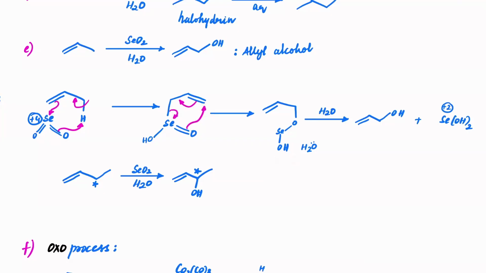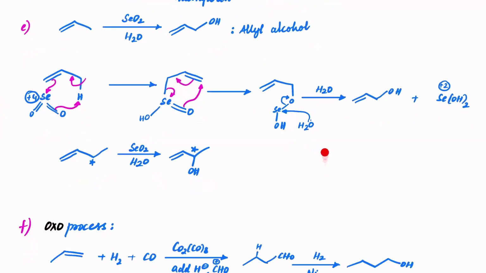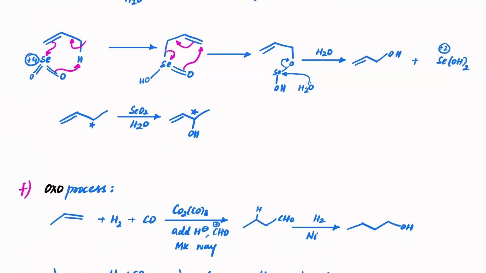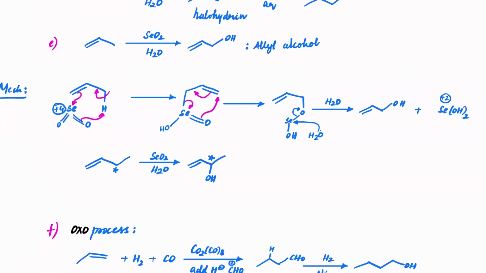And now water will attack on selenium, and this bond will break onto O minus, and O minus will take H plus, converting into alcohol. So the oxidation state of selenium is changing from plus 4 towards plus 2. So this is an allylic oxidation. Now, if you have noticed the mechanism carefully, the allylic carbon, if it is isotopic, it is the same carbon on which the OH is eventually coming. Check out carefully.